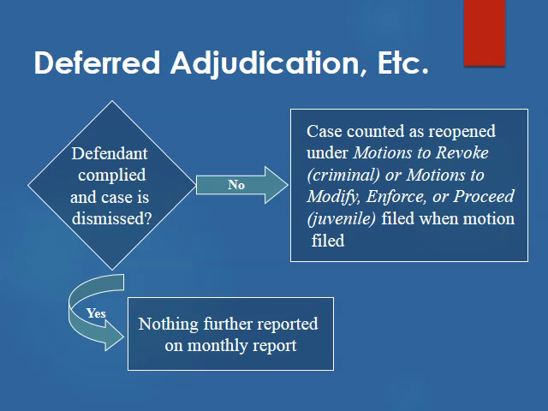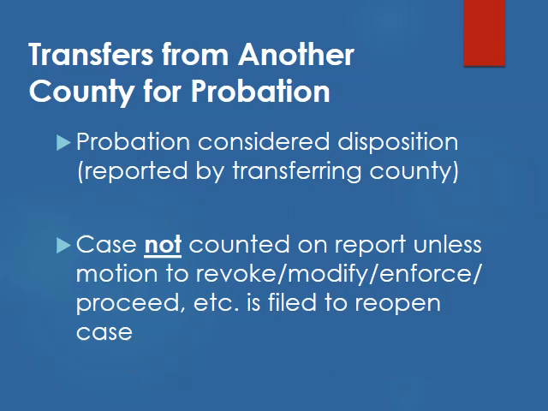However, if the person does not comply and a motion is filed to bring the defendant or juvenile back to court, the case gets reported on the motion to revoke line of the criminal report or on the motion to modify, enforce, or proceed line of the juvenile report. A disposition will then need to be reported for that motion.